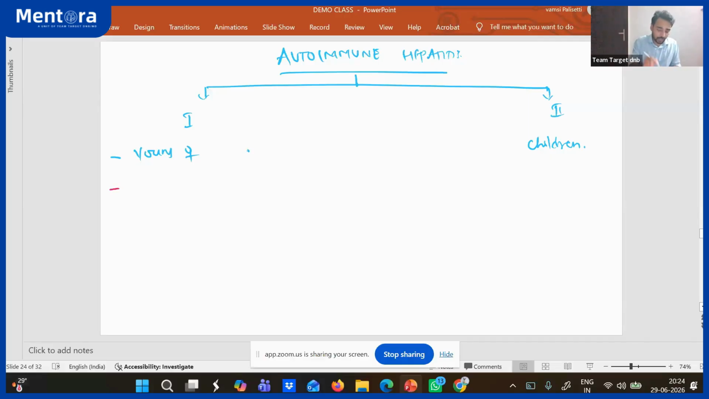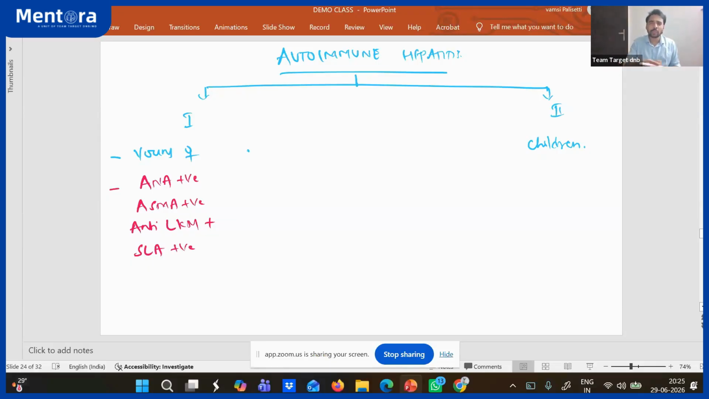So what is going to happen in autoimmune hepatitis? ANA is strongly positive. Apart from this, you will have anti-smooth muscle antibody positive, and anti-liver kidney microsomal antibody positive. Very very important. What are the three antibodies positive in autoimmune hepatitis? ANA positive, ASMA positive, anti-LKM positive. Apart from this, you will have soluble liver antigen positive. So four antibodies are there.